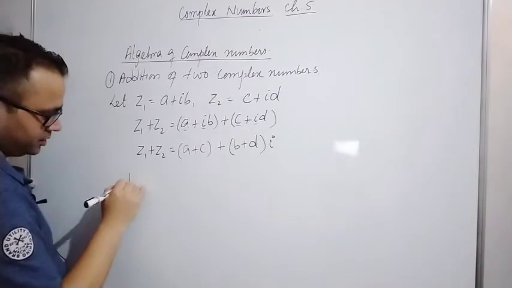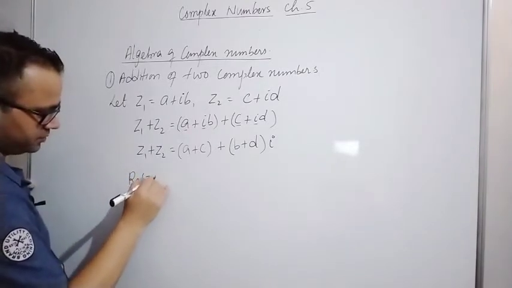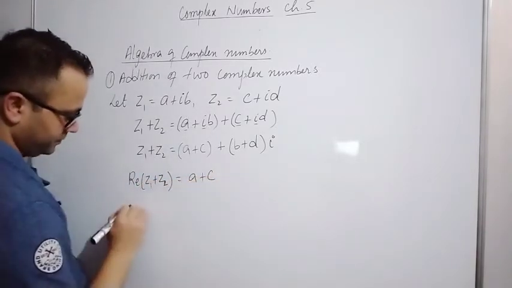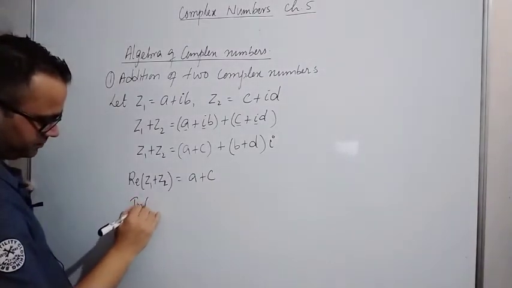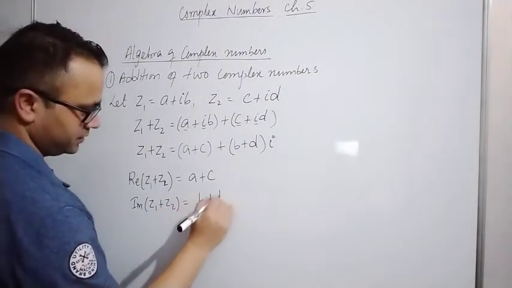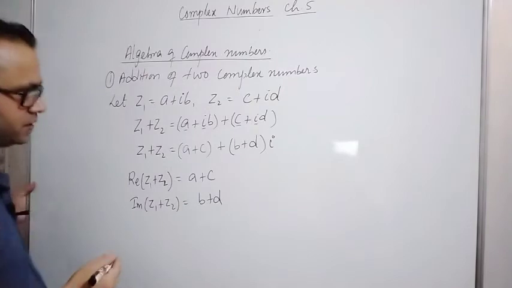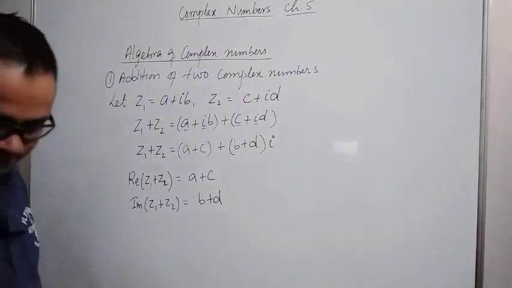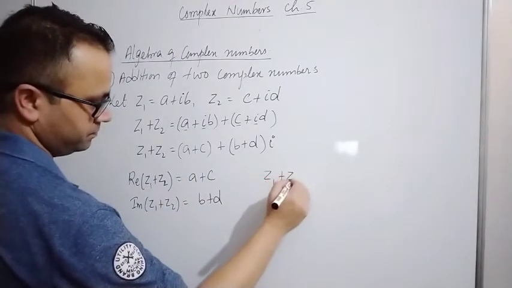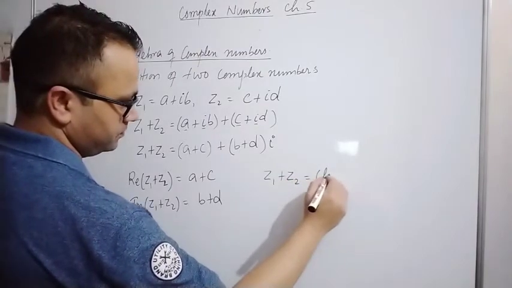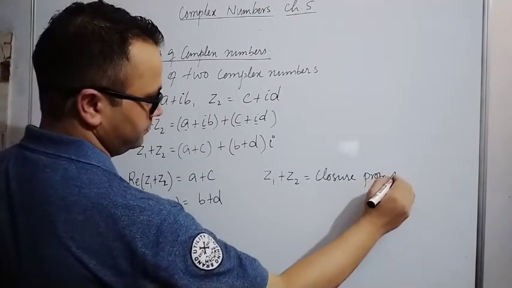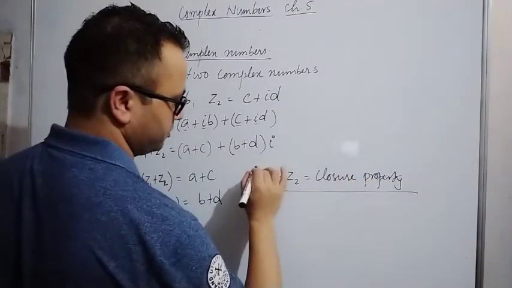Then we will write the real part of the addition of the two complex numbers. The real part of z1 plus z2 is a plus c, and the imaginary part of z1 plus z2 is b plus d. So z1 plus z2 is a complex number. This is the closure property of complex numbers.